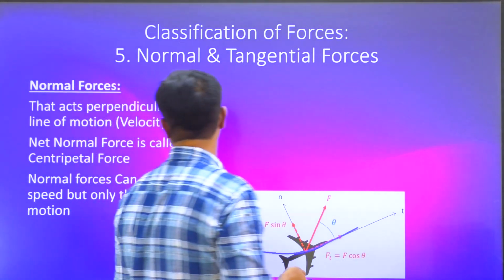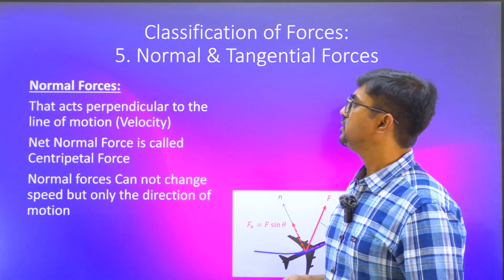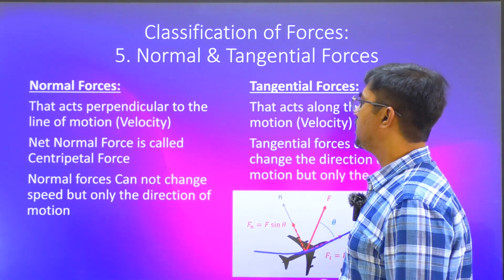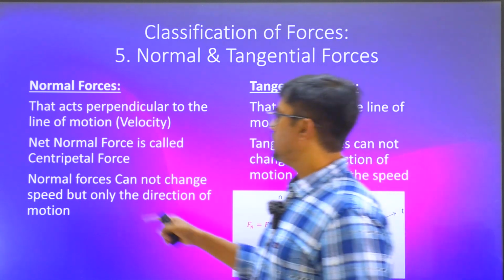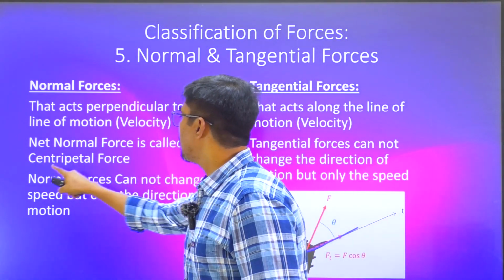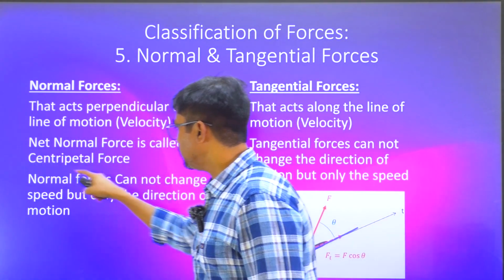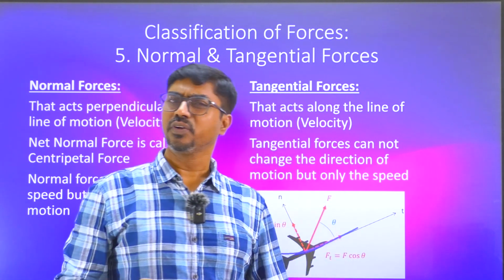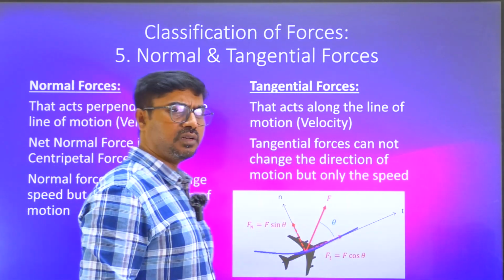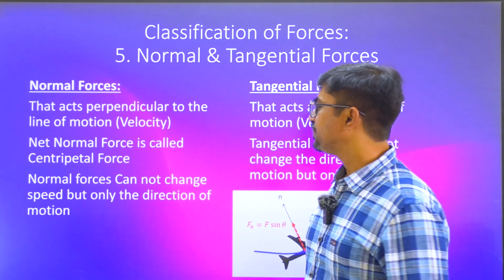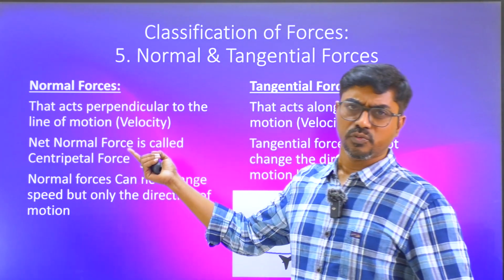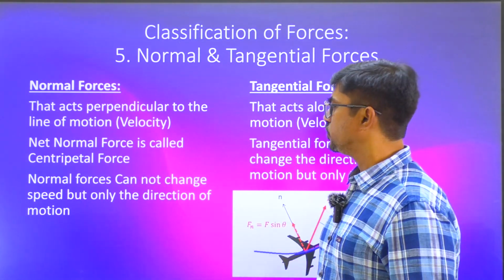The force which is tangential to the path is called tangential force, and the force that is normal to the path is called normal force. And normal forces are also called centripetal force. This is another name because they are directed towards the center of curvature of the path. Centripetal, center seeking forces. They cannot change the magnitude of velocity, they will only change the direction of motion.